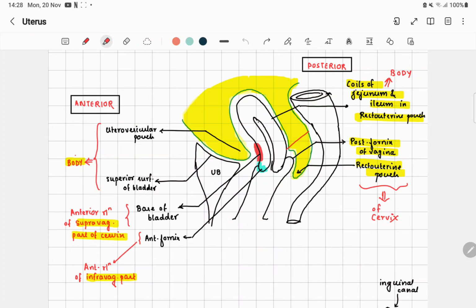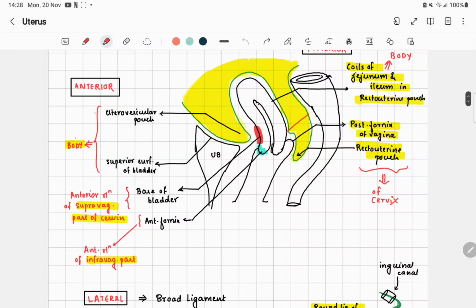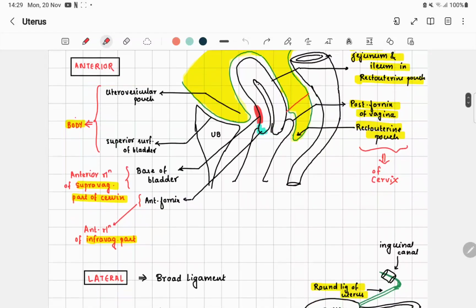These will be the anterior relations of the body of the uterus. The base of the bladder, and the anterior fornix. The base of the bladder specifically will form the anterior relation of the supravaginal part of the cervix, and the anterior relation of the infravaginal part will be your anterior fornix of the vagina.